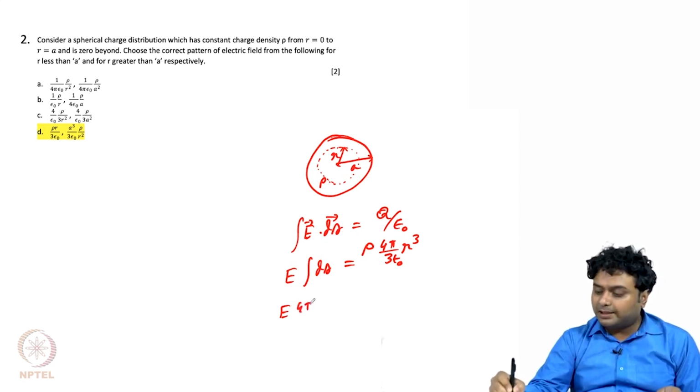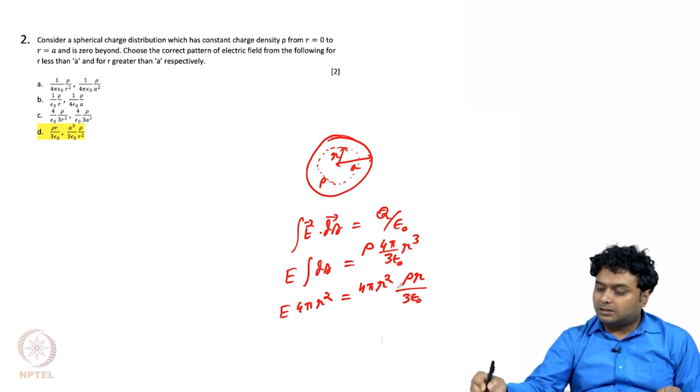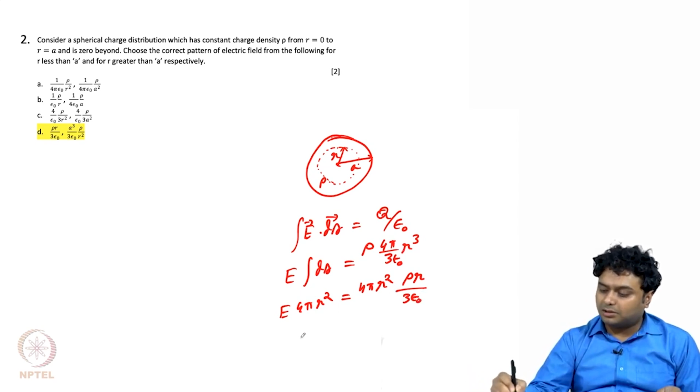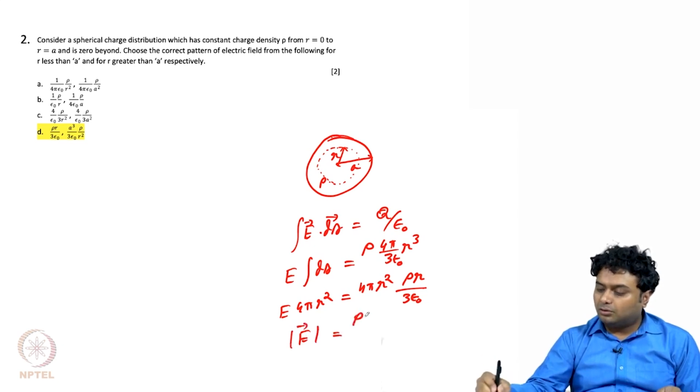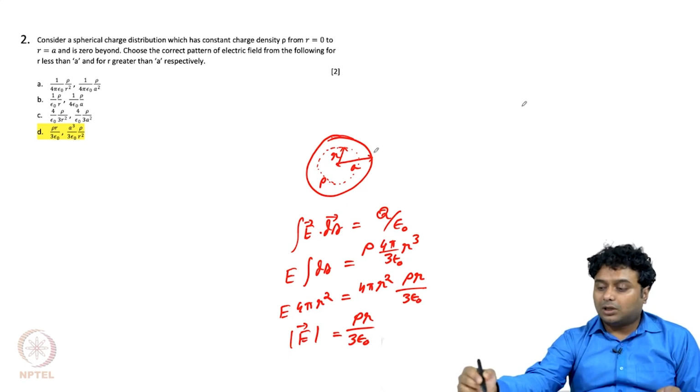So 4 pi r square is equal to this side, let us say 4 pi r square into, I am just writing it in a separate way. This is the same, I just took out 4 pi r square. Now 4 pi r square gets cancelled, so the magnitude of electric field E is equal to rho r by 3 epsilon naught. And now what will be the electric field outside?